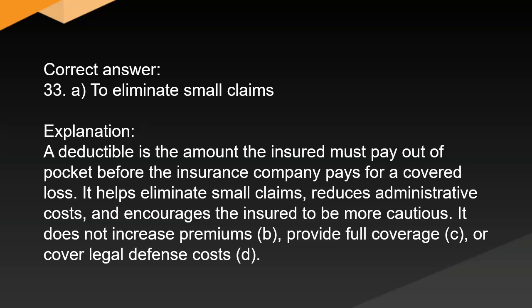Correct answer. A. To eliminate small claims. Explanation. A deductible is the amount the insured must pay out of pocket before the insurance company pays for a covered loss. It helps eliminate small claims, reduces administrative costs, and encourages the insured to be more cautious. It does not increase premiums, B. provide full coverage, C. or cover legal defense costs, D.